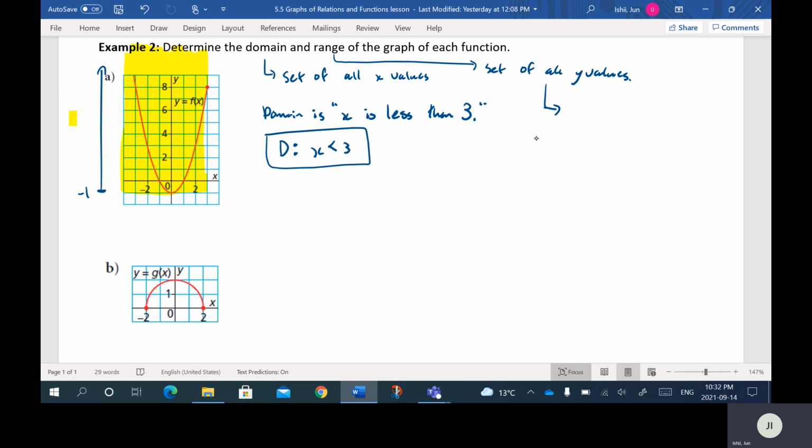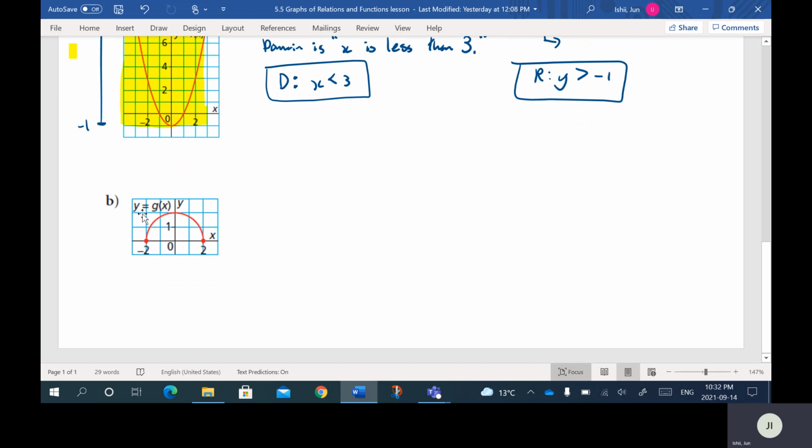I'm not going to write that out in words. I'm just going to write the notation. So range is y is greater than -1. Okay, so that is the domain range. If I ran a scanner up and down, the low point here is at -1. So again, domain left and right, range up and down.